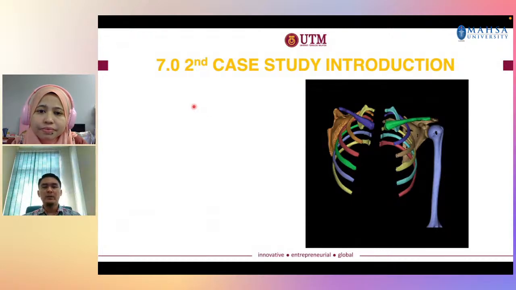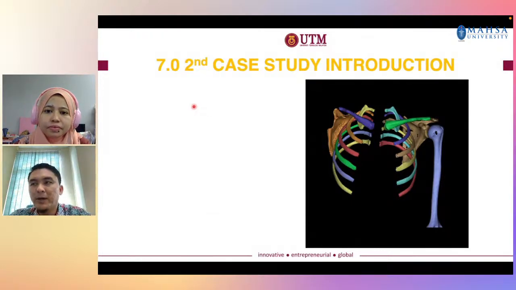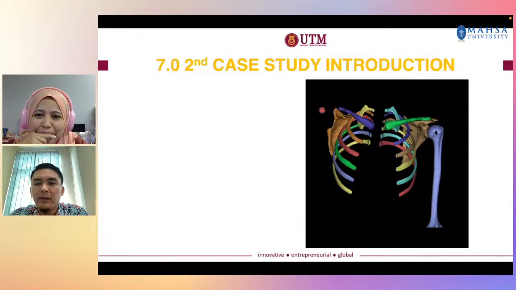Okay, I will explain about our second case study, which is particularly for the prosthetic hand. If you can see here, this is CT data from the hospital. You can see there is something missing at the right side of the patient here. Okay, there is no humeral bone at the right side. So the patient actually needs a cosmetic prosthetic hand.